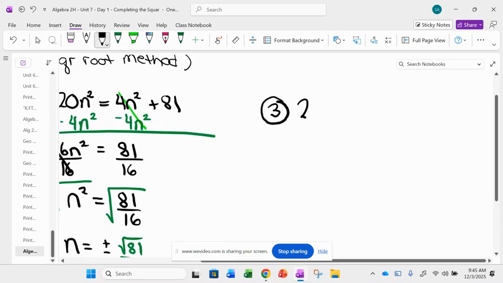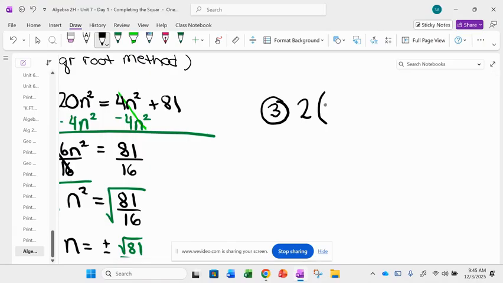Let's say I have 2 times the quantity of x plus 2 squared minus 2 equals 38. Again, we're solving using the square root method. Because we're solving using the square root method, we have to get the quantity that's squared by itself. In this scenario, the quantity that's squared is x plus 2. That's our quantity that's squared.